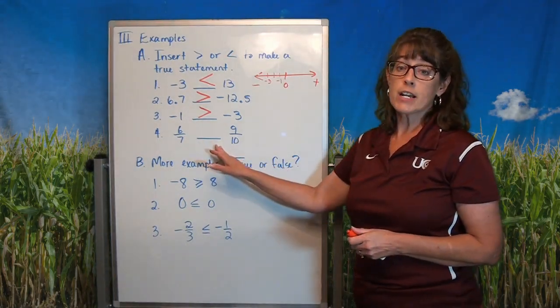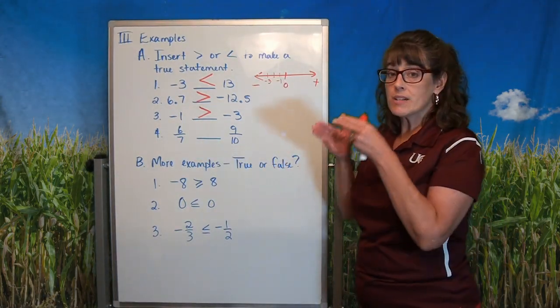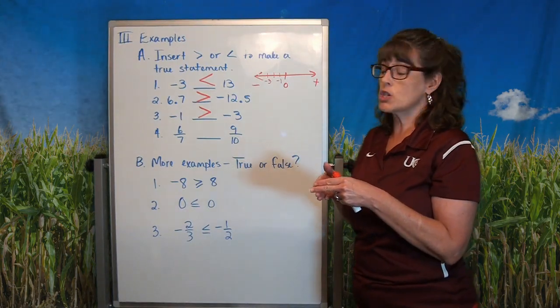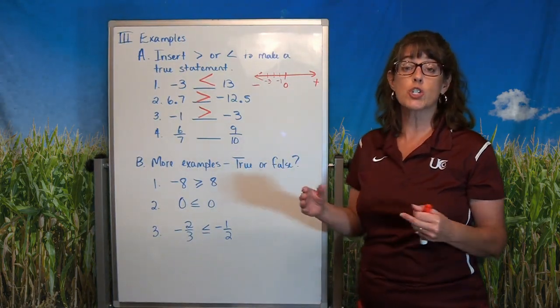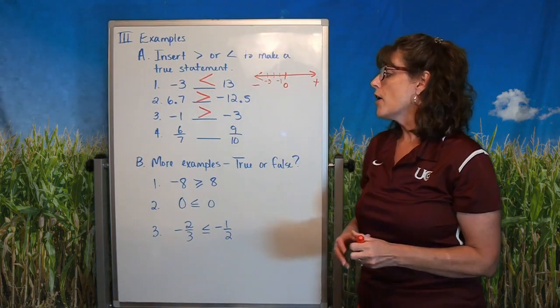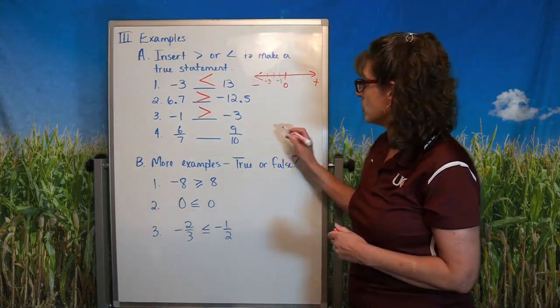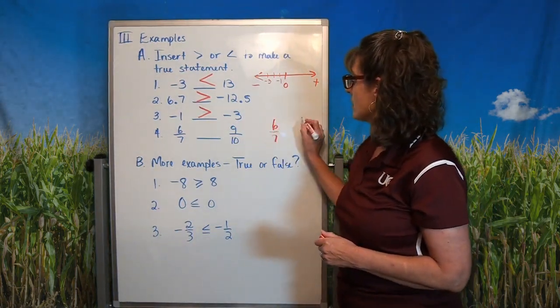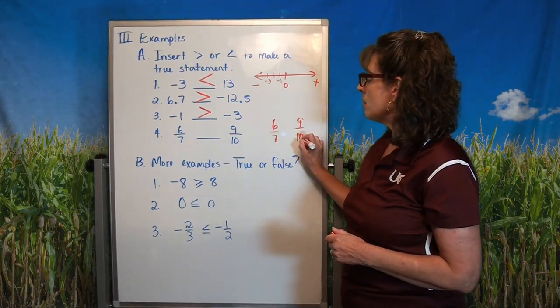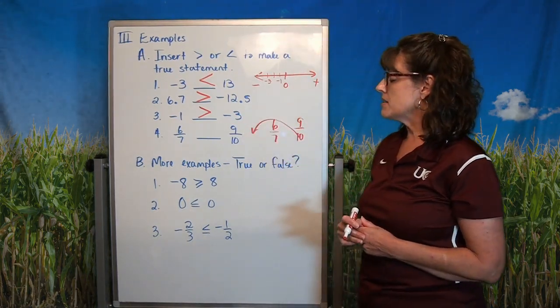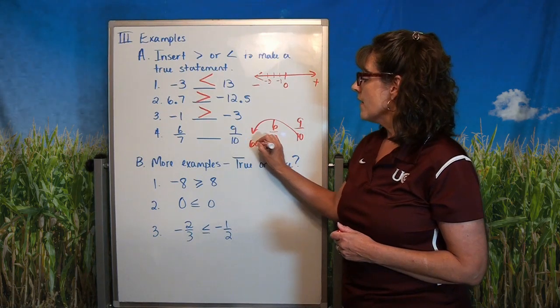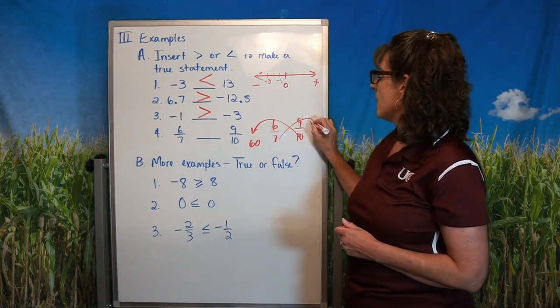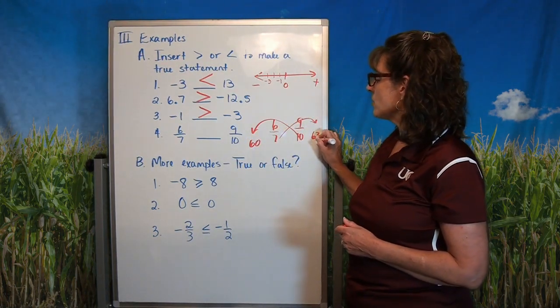Now when it comes to fractions, we can section them off and figure out those sections, but one of the easiest ways to compare fractions is to do what we call cross multiply. I'm going to take that 6/7 and that 9/10, and multiply this way. 6 times 10 is 60, and then I multiply this way, and 7 times 9 is 63.